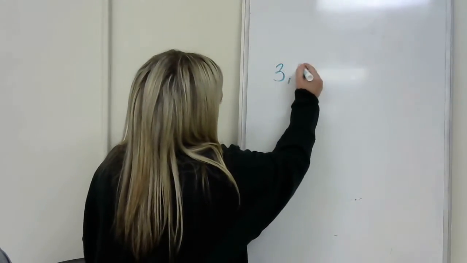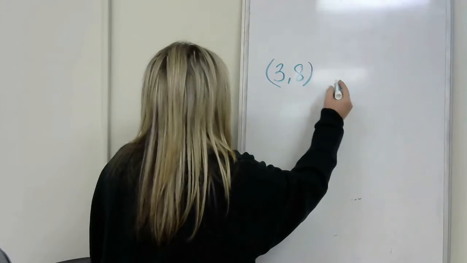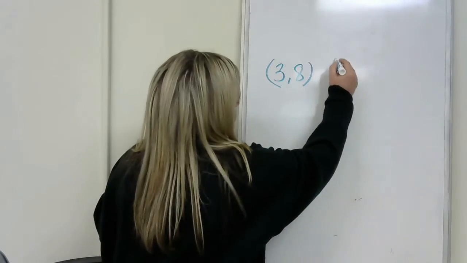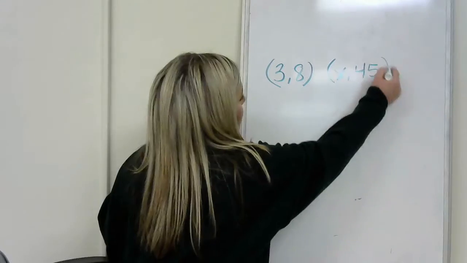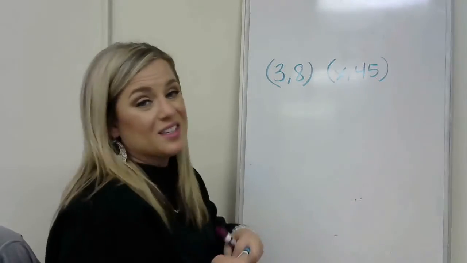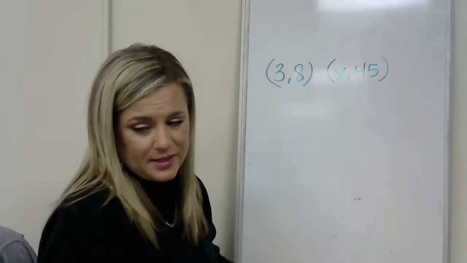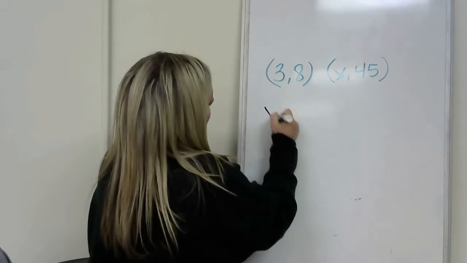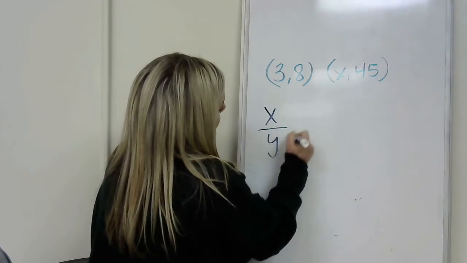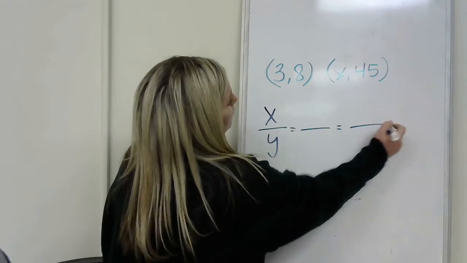All that. Okay, so we have 3, 8, and we have x, and we have 45. All right, so we don't know what x is, but we got to find it. And guess what? It's not hard, people. It's super easy. All we got to do is plug it in. So let's do our labels. So we have x on top, y on bottom, and we're going to set up a proportion.